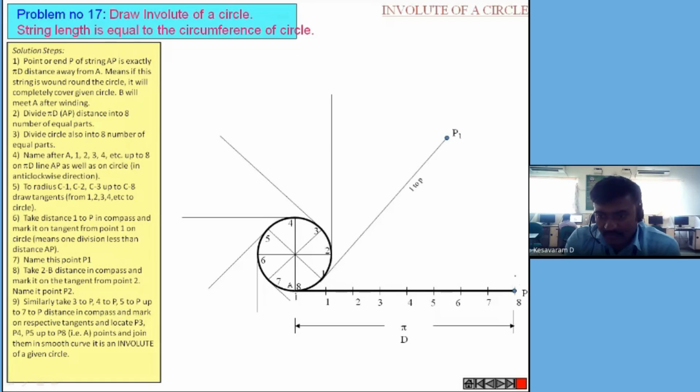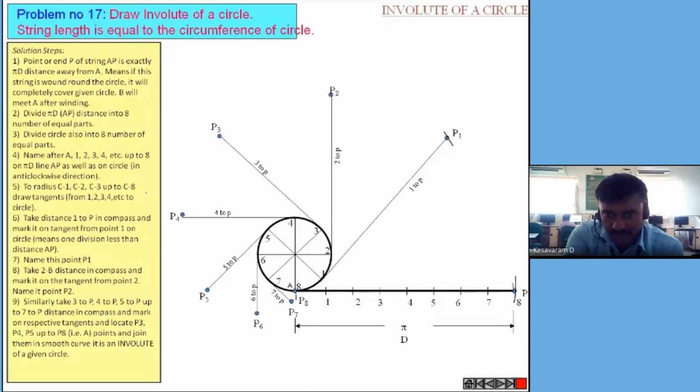So mark a point, mark an arc. Then measure the 1 to 7 distance, make an arc. Likewise 1 to 6, 1 to 5. Okay, the distance can be measured from the divisions of the tangent line. Now we got 8 new points: P1, P2, P3, P4, P5, P6, P7, and P8.